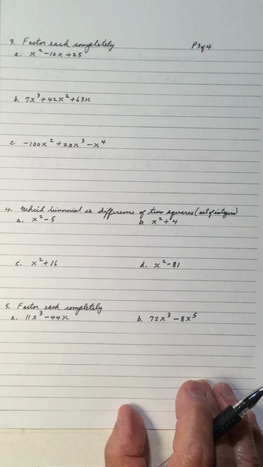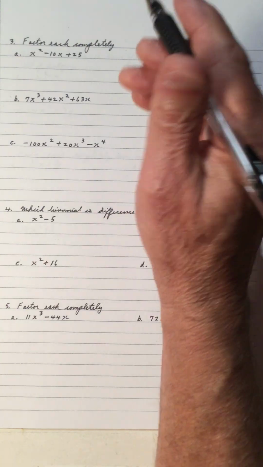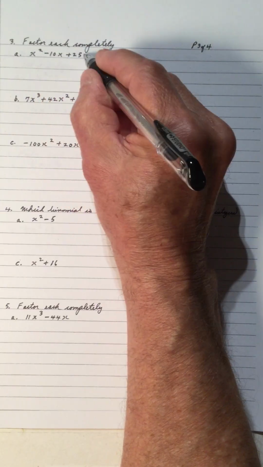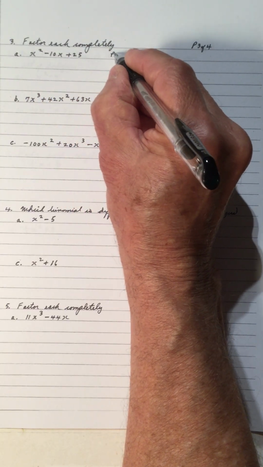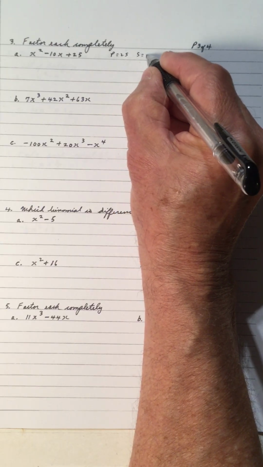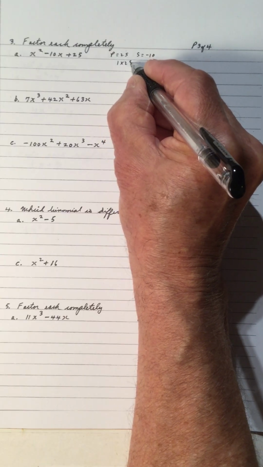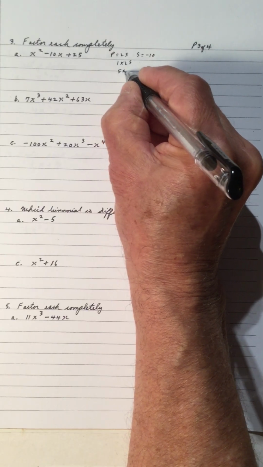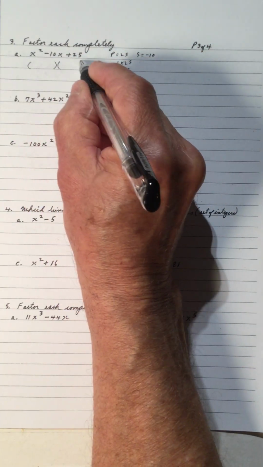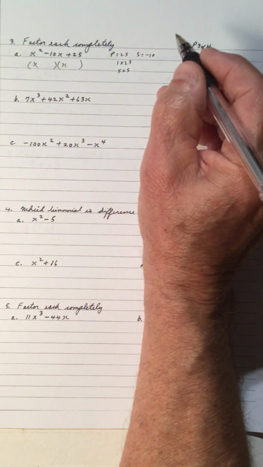Factor each completely. There are several ways we can do this. We can factor it like normal. We could say that there's no GCF, so the product is 25 and the sum is negative 10. So that's 1 times 25, or it's 5 times 5. So we have double brackets, x times x is x squared.